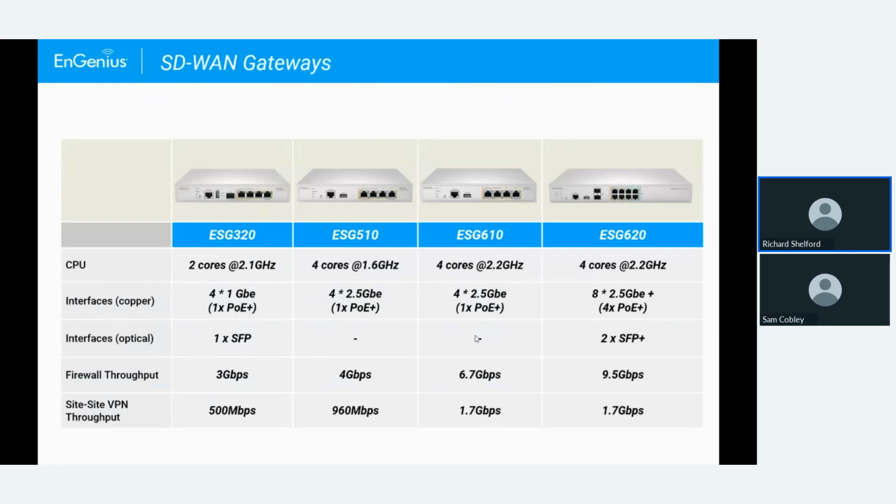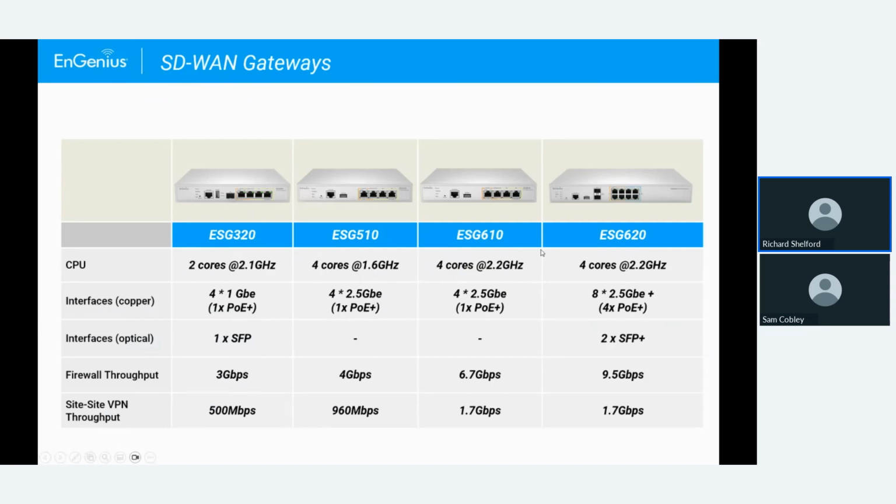And then we have a range of gateway appliances. So we have the ECS ESG 320, which is the small appliance with 1 SFP on it. We have a 510, which is also the smaller appliance. 4 copper ports, but 2.5 gig copper ports, one of which is a PoE plus. So if I've only got a single access point that I need to power on that site, we've got the capability of doing it all from a single appliance on the environment.